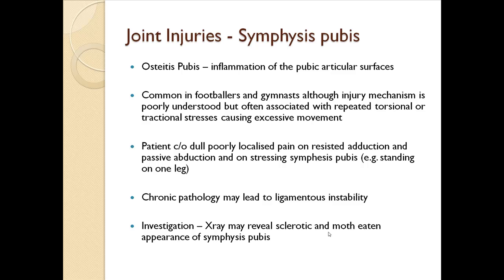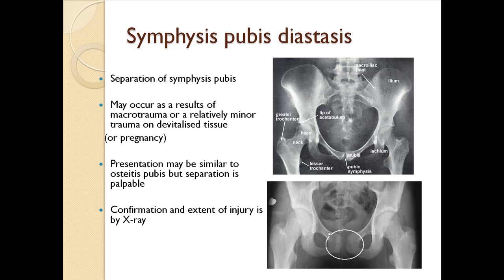So an X-ray is often quite a useful diagnostic tool. In extreme cases, we can see a diastasis of the symphysis pubis. This can occur as a result of a major trauma or recurrent minor trauma on tissues that have been devitalized. So somebody with a pubis osteitis may go on to develop a symphysis pubis diastasis. The other time we see symphysis pubis diastasis is in the late stages of pregnancy, which occurs to allow for the birth of the baby, but under normal circumstances the symphysis pubis should tighten up again.